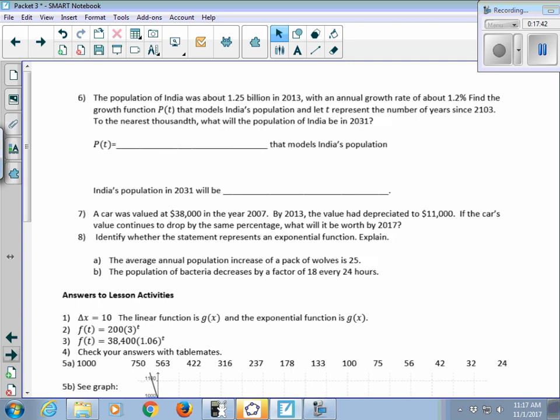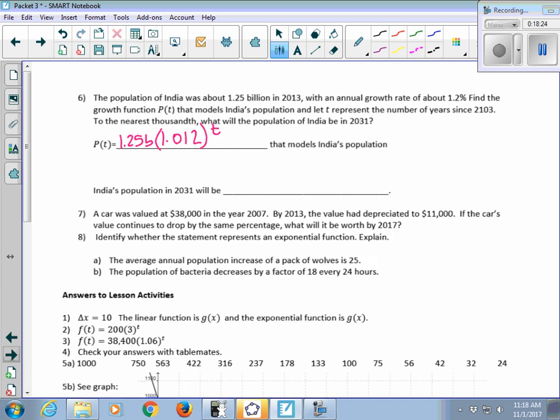All right, next question. The population of India was about 1.25 billion in 2013 with an annual growth rate of about 1.2%. We want to find the growth function that models India's population and let t represent the number of years since 2013, and then find the population of India in 2031. So P of t, the initial amount is 1.25 billion, times my growth factor, change 1.2% to a decimal, 1.012, to the t.